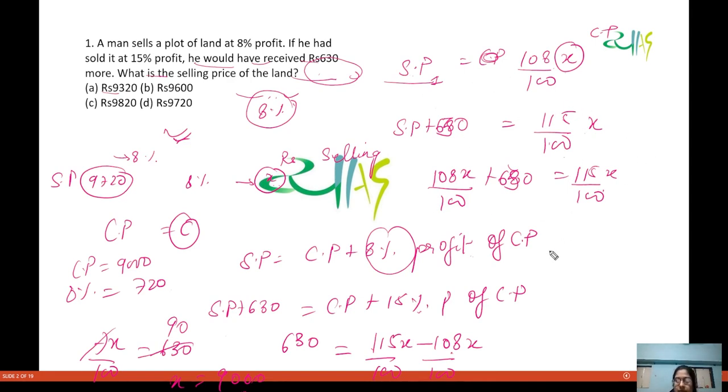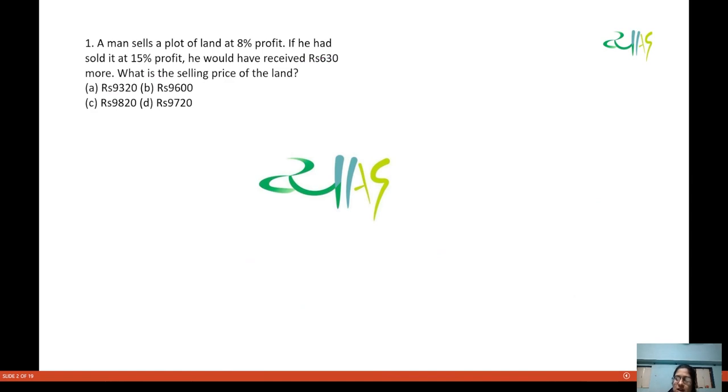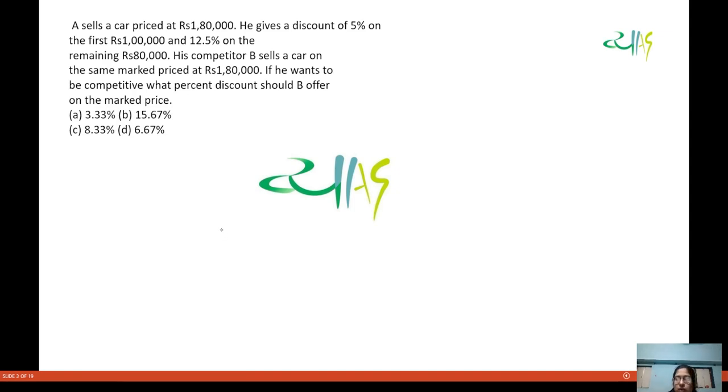Although it may look a little bit cumbersome because I am writing too much, definitely in the exam, when you are not explaining it to everybody, it will be very intuitive for you. So I hope everybody understands this question. Let's move forward. See, in profit and loss, the questions will be almost simple. Now look at this.